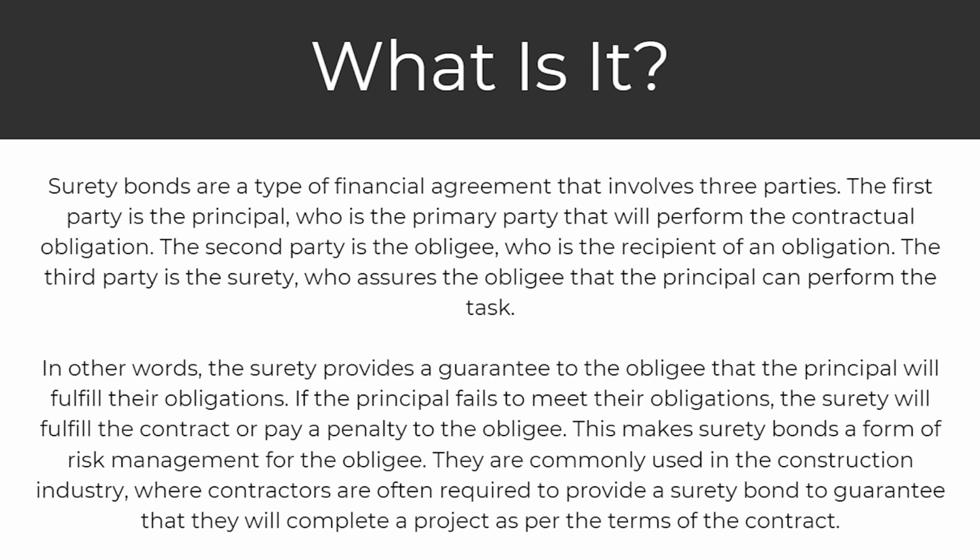In other words, the surety provides a guarantee to the obligee that the principal will fulfill their obligations. If the principal fails to meet their obligation, the surety will fulfill the contract or pay a penalty to the obligee. This makes a surety bond a form of risk management for the obligee. They are commonly used in the construction industry, where contractors are often required to provide a surety bond to agree that they will complete a project as per the terms of the contract.